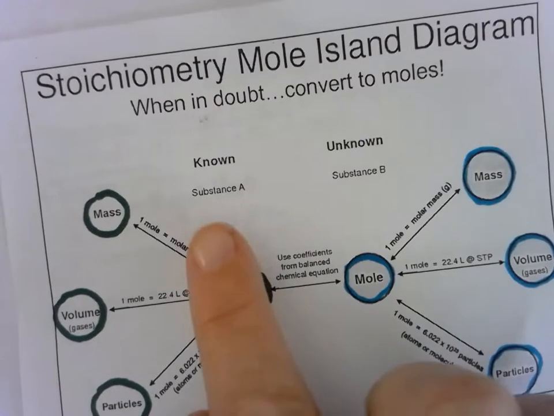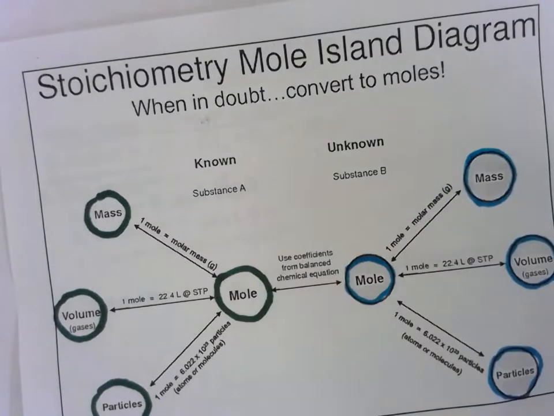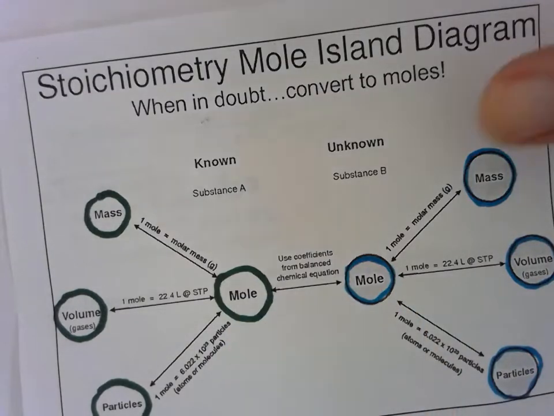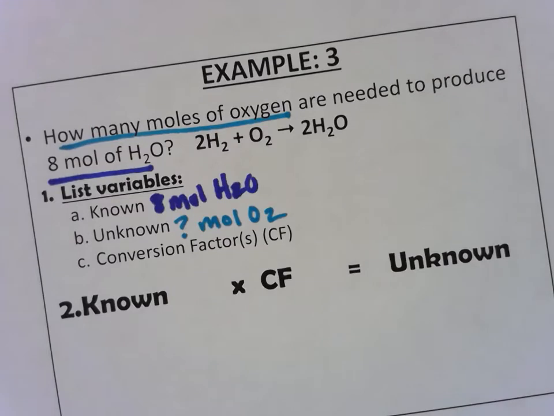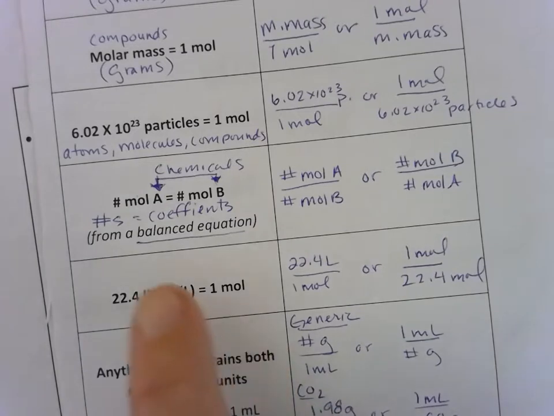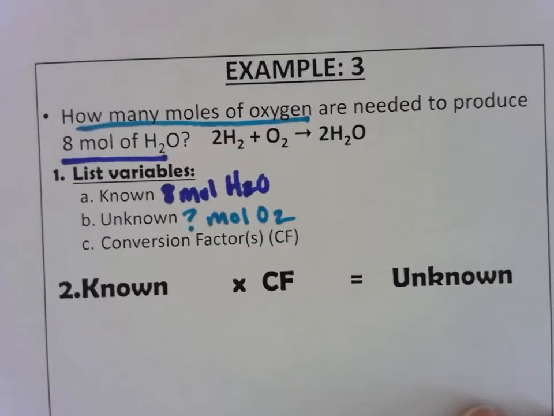Substance A, water. Substance B, right here, oxygen, right? So I'm going to use my mole, it's called a molar ratio. We're going to use the coefficients from the balanced chemical equation. That one doesn't really help us with the equivalency. But here, remember it helped us out with the equivalency? So we have the number of moles of A, which is going to be a chemical, is equal to the number of moles of B. And the numbers I get from the coefficients from the balanced chemical equation. So let's set that up. It's not nearly as scary as it sounds.